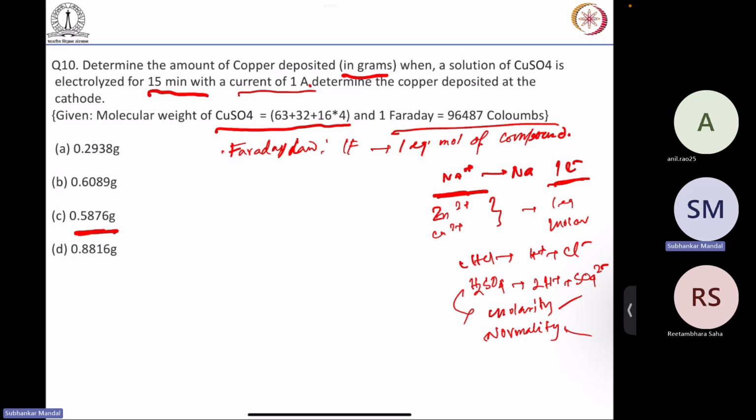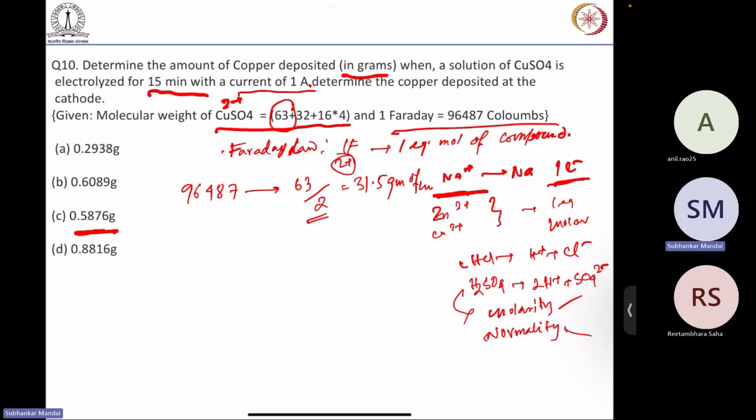So the molecular weight of copper is given as 63. That means if you pass 96487, then 63 divided by 2, that is 31.5 gram of copper will be deposited, because copper is plus 2. So for this I am dividing by 2. That is the equimolar gram.